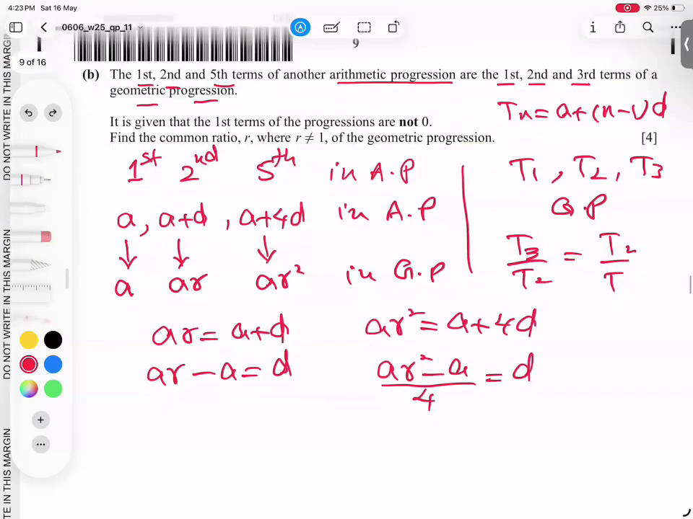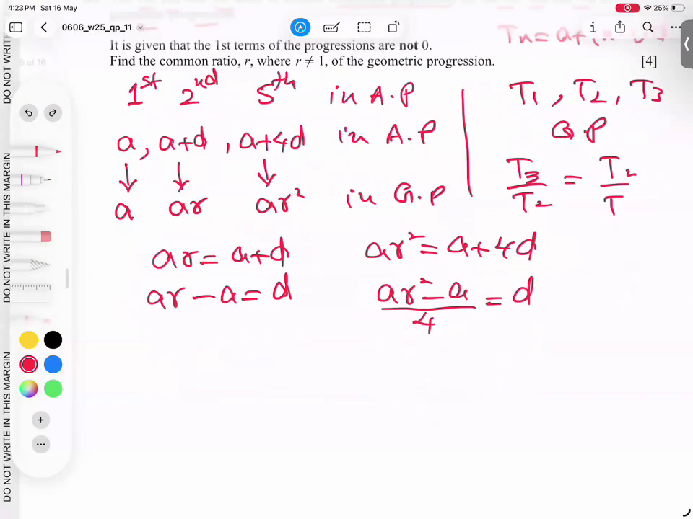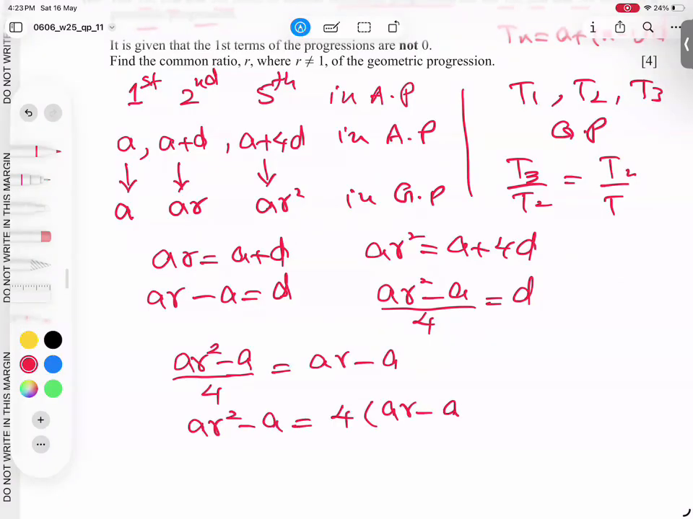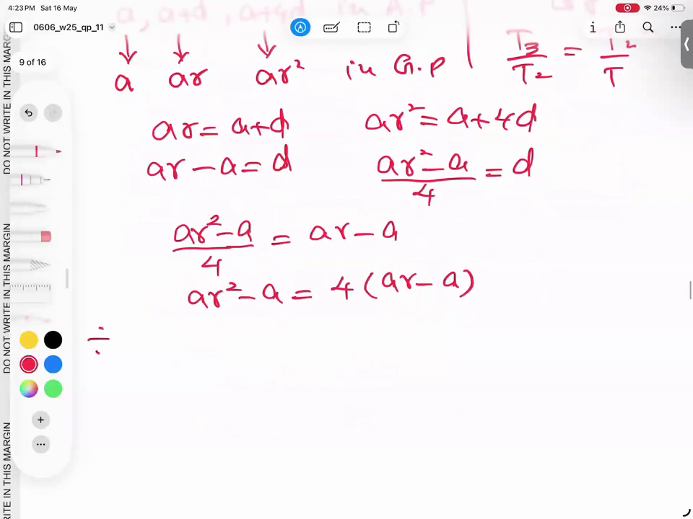So if I solve them, if I equate them, what I get is A R square minus A over 4 equals A R minus A. So I put them equal to each other. Cross multiply: A R square minus A is equal to 4 times 2 A R minus A. Now students, A is common, divide the whole equation by A.